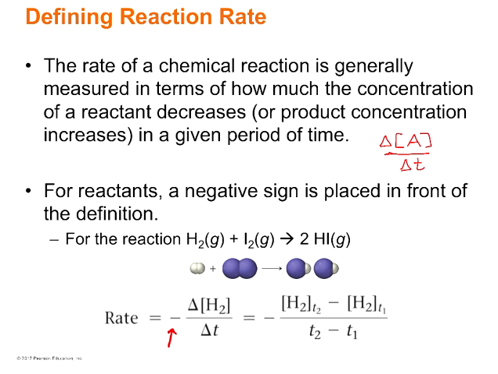If we break that down a little further, we have the negative of the concentration of hydrogen at time 2 minus the concentration of hydrogen at time 1. So we're taking the final minus the initial concentration. And then we're dividing that by time 2 minus time 1, our final time minus our initial time.